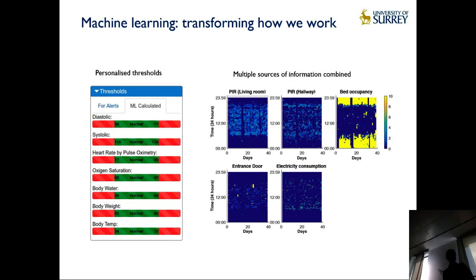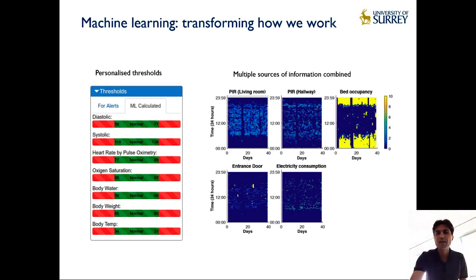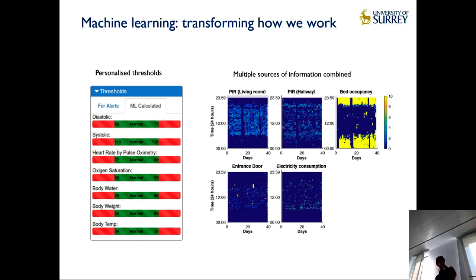How do these technologies work for detecting complex conditions? For example, we have sensors in the living room monitoring people's movements. We look at these movement patterns. We look at, these are like per day on the x-axis, and per hour on the y-axis. Like sensors for bed occupancy.